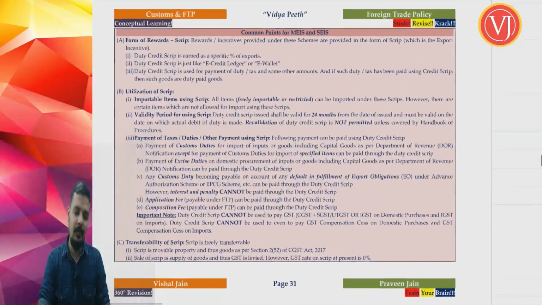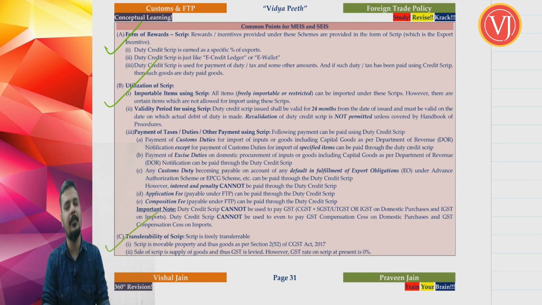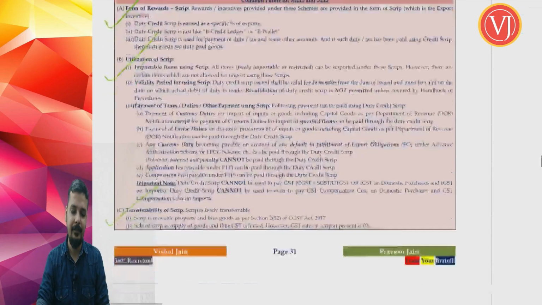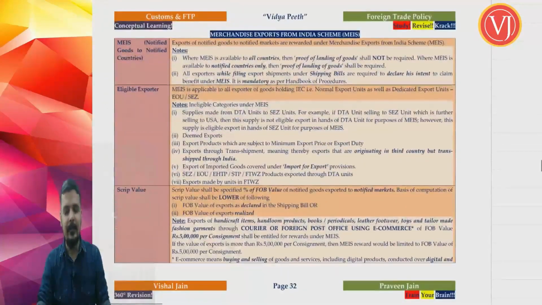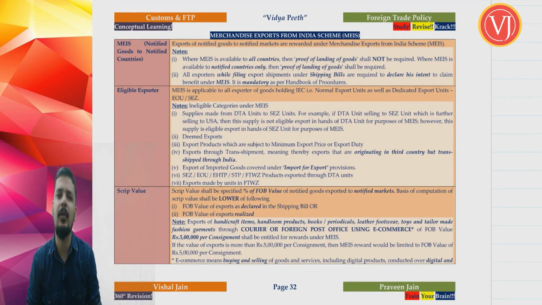Now friends, if you see all these 3 points, issuance of script, utilization of script, all the points we have discussed, including the important note, and even when you are talking about transferability of the script, we have thoroughly discussed. Now friends, let us focus on your practical questions of MEIS. Actually speaking, we have discussed everything about your MEIS. Let us focus on few important practical aspects of your MEIS.